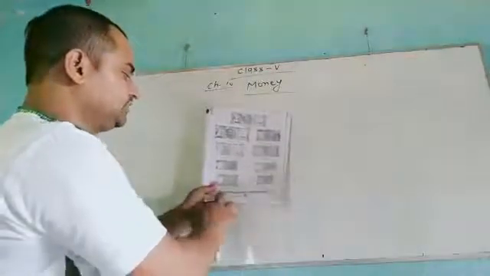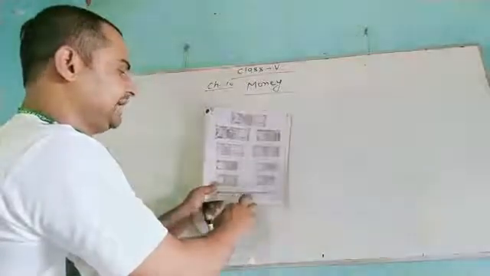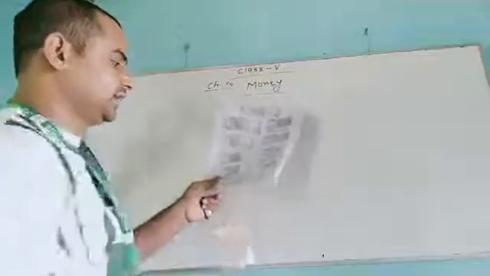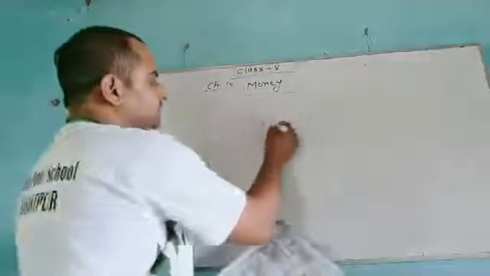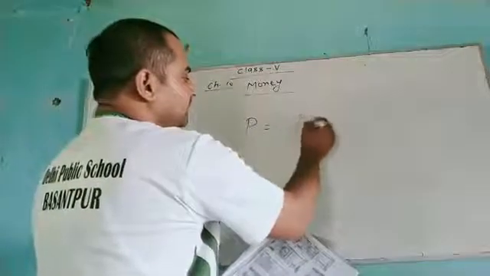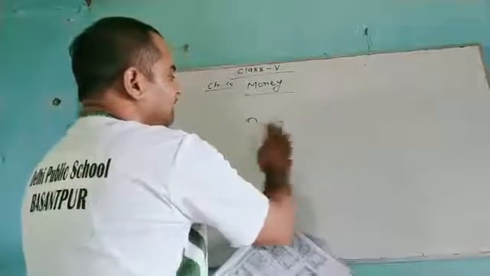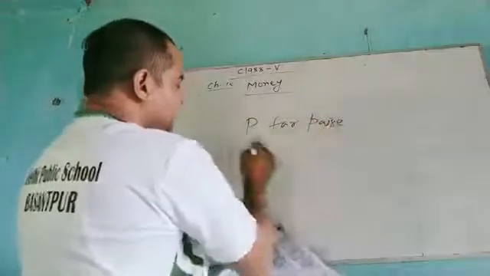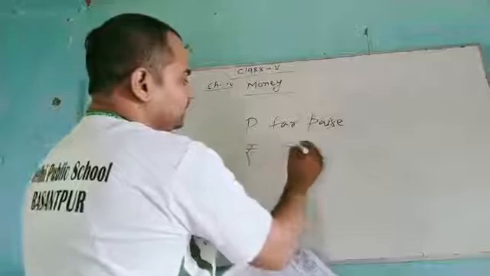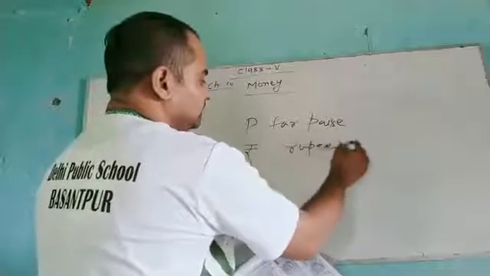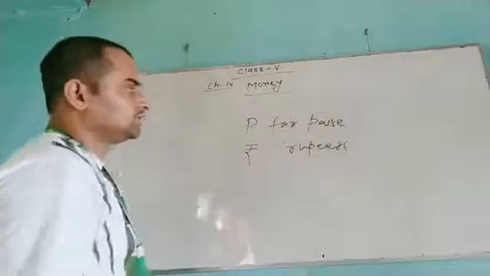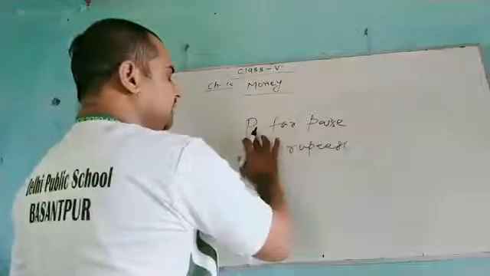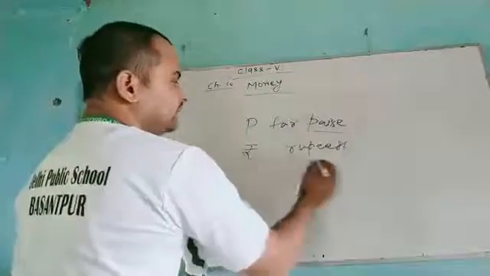Okay, you use P as the symbol for paisa and R for rupees. You use P for paisa and R for rupees.